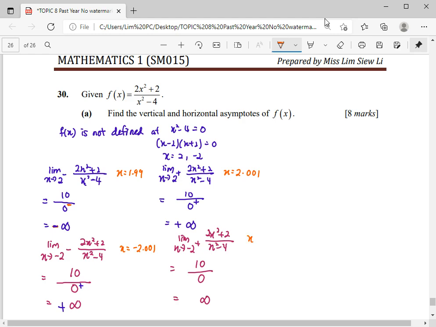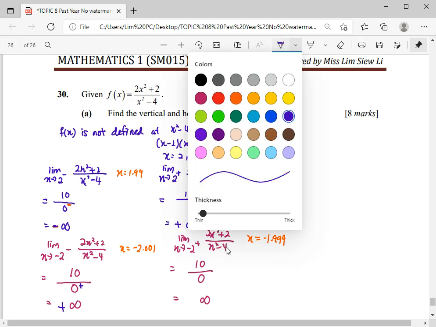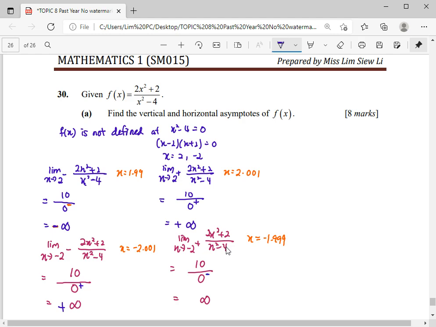When x approaches negative 2 from the right hand side, it means our value is close to negative 2 from the right hand side, like negative 1.999 something. So when I substitute into x squared minus 4, it will definitely be less than 4. So when it minus 4, it is definitely negative, close to 0 from the left hand side, and then our answer will be negative infinity.